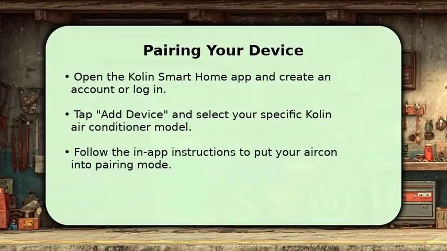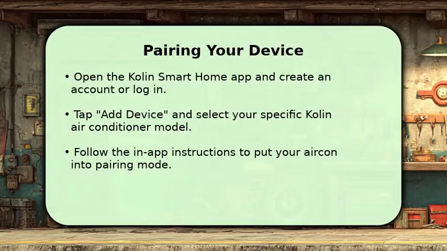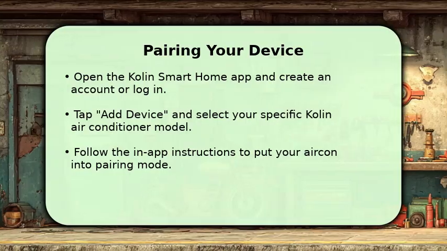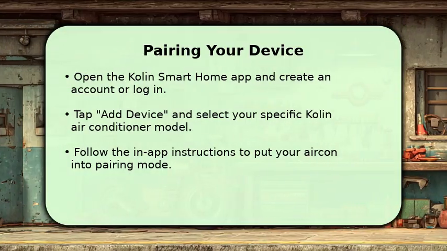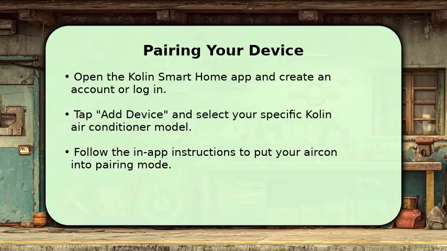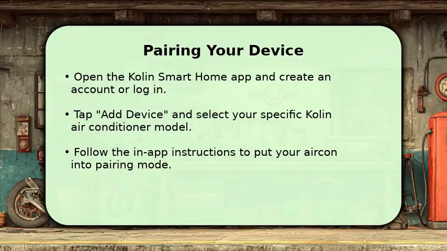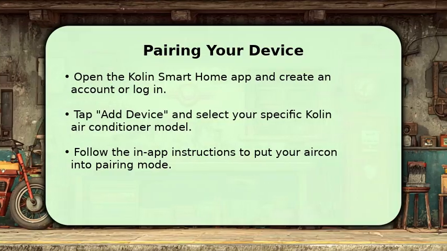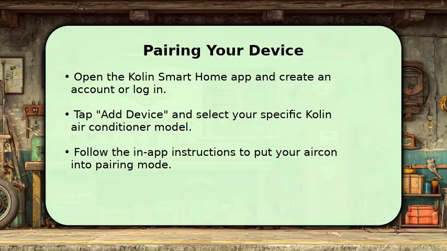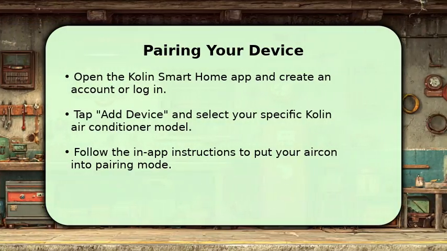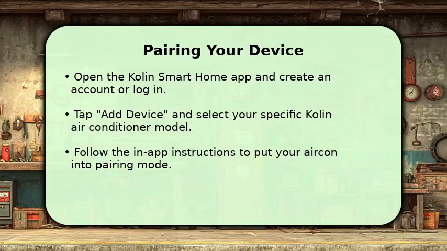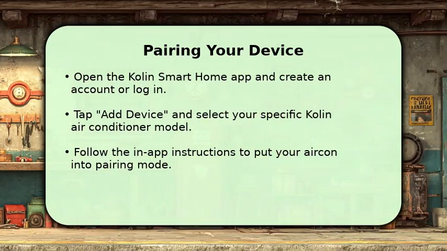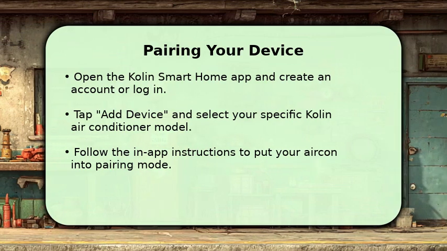Once the app is installed, open it and either create a new account or log in if you already have one. Then, tap on the Add Device option within the application. Carefully select your specific Kolin air conditioner model from the list provided. The app will then guide you through the steps to put your air conditioner into its special pairing mode, which is essential for establishing the connection.